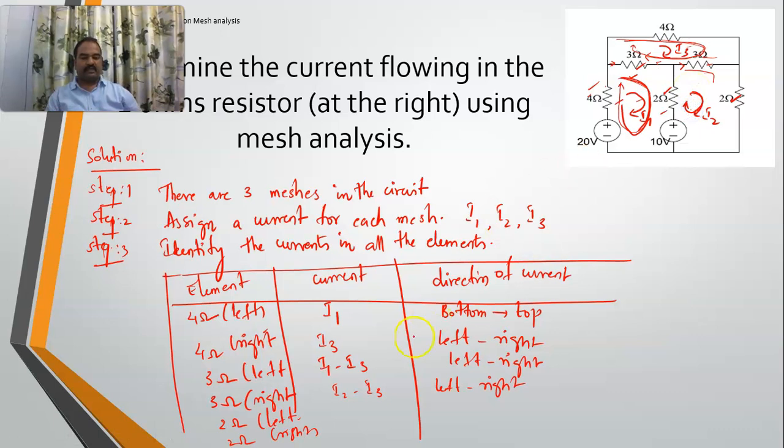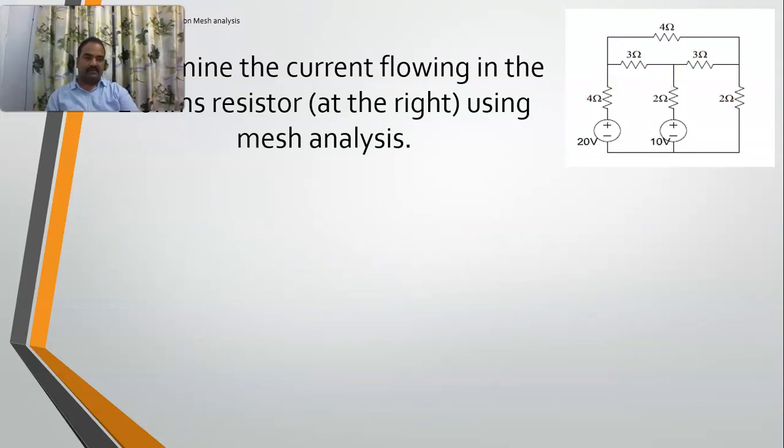In the opposite direction, I2. So I'll take it as I1 minus I2, from top to bottom. On the right side, there is only one current flowing in the circuit. It is I2, and it is flowing from top to bottom. Like this, I will identify the currents in all of the elements.